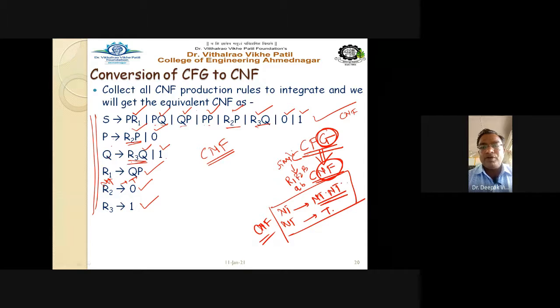Always remember that in Chomsky normal form, on the right hand side, there are only two non-terminals or only one terminal. And each and every production in the grammar must be brought into this particular format, so that we can say that the grammar is in Chomsky normal form, right?